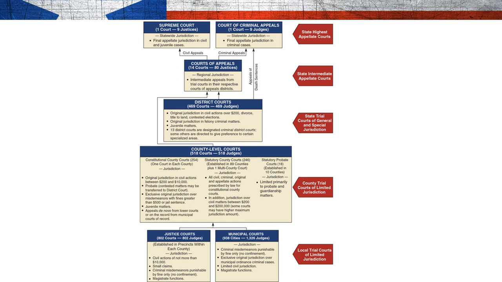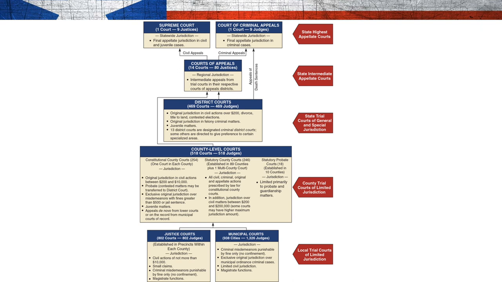Now, the constitutional county courts, again, 254 of those, one in each county, the amount in controversy, so the amount somebody is suing over, has to be between $200 and $10,000. They also hear probate issues, misdemeanors with over a $500 fine, and then appeals from the justice courts.